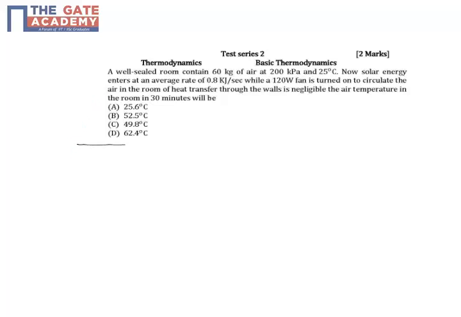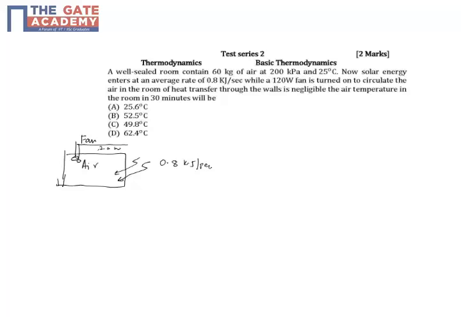Okay, so let's discuss a question from thermodynamics. You have a well sealed room with enclosed air, and the initial condition of the air is given. What is given is that you have a solar heat addition at the rate of 0.8 kilojoules per second, and also a fan that is operating at 120 watts.